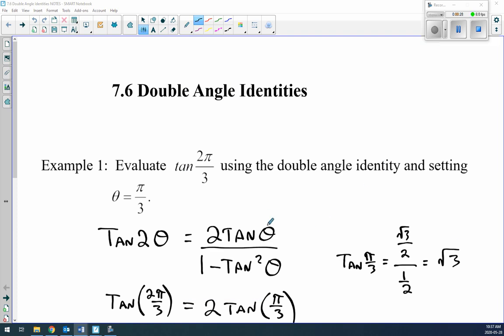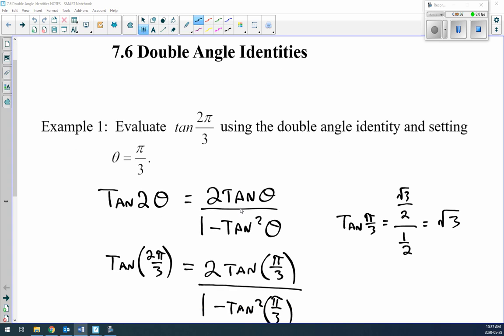So example number 1, evaluate tan 2 pi over 3 using the double angle identity and setting theta equal to pi over 3. So what we want is to use the tan 2 alpha one or tan 2 theta, depending on what you use. If it says alpha, use alpha. If there's a theta here, use theta. Keep your things consistent. So there's the formula right there: 2 tan theta over 1 minus tan squared theta.